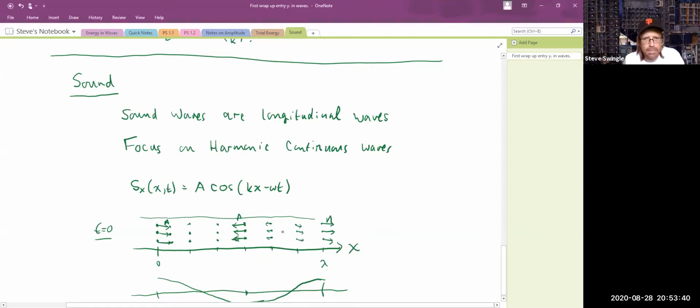And the particles that are right here would not be shifted at all. This would be shifted forward a little bit. These would be shifted backwards a little bit. And the ones right at the middle are not shifted at all. So in a sense, there are these points where there's no shifting, right in here and here.